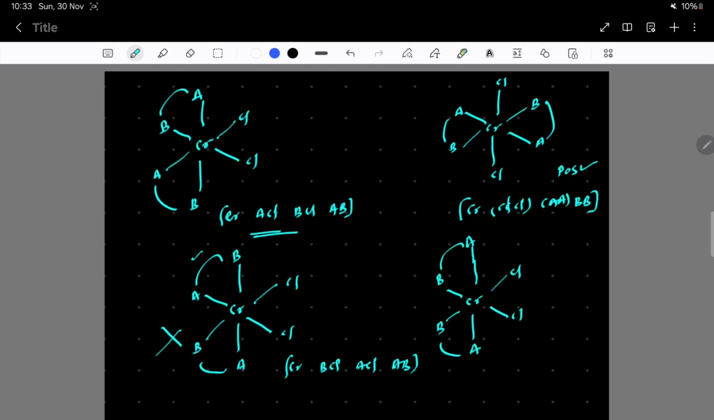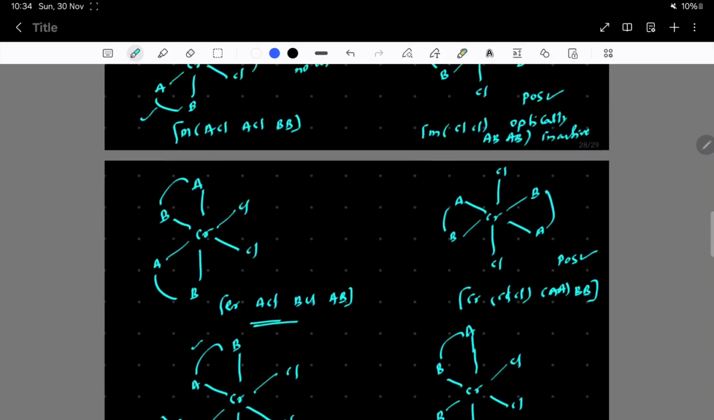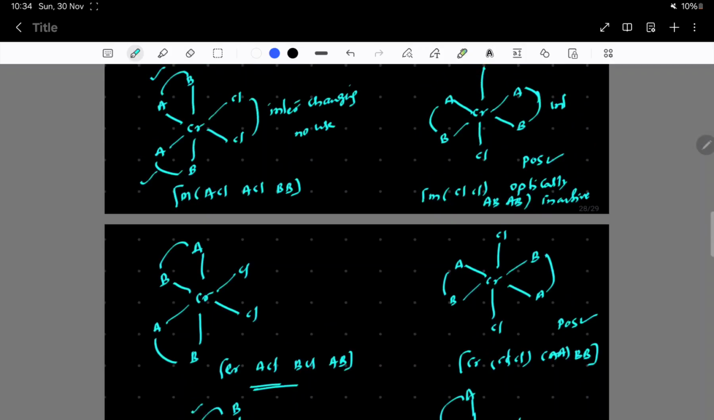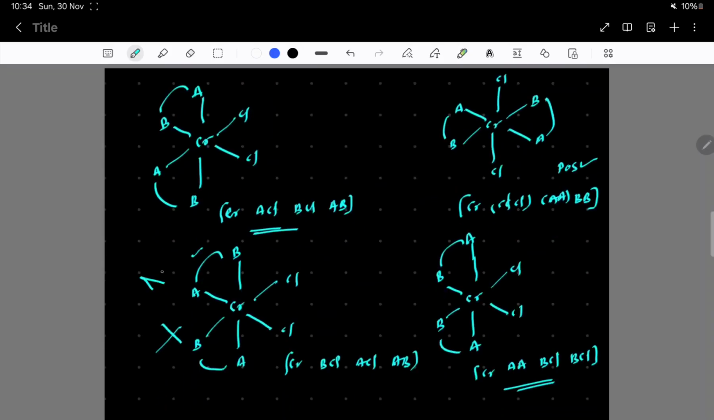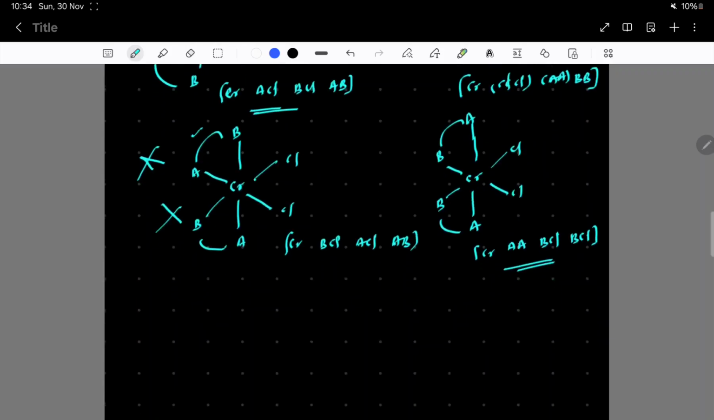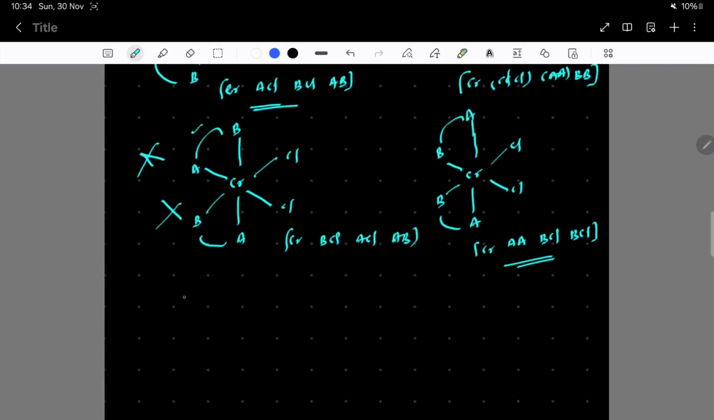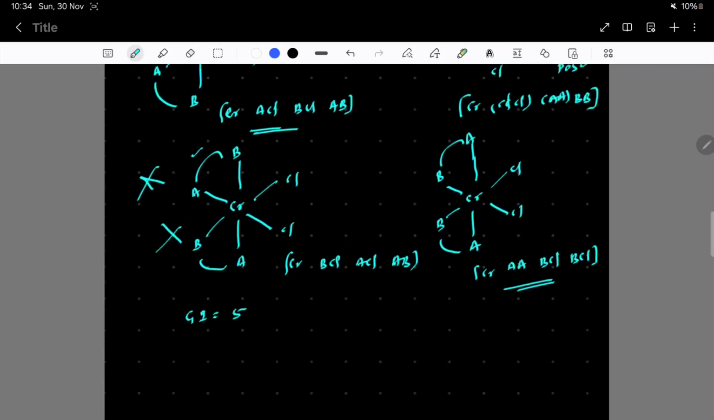This will be BA. Now once we check, is any combination different or not? Combination AA, BCL, right. So this combination also shows different. So from the student, this is 1, 2 and 3, 4, 5. Because this is already repeated. So now totally we are getting 5 geometrical isomers, student. So number of geometrical isomers is equal to 5, right?